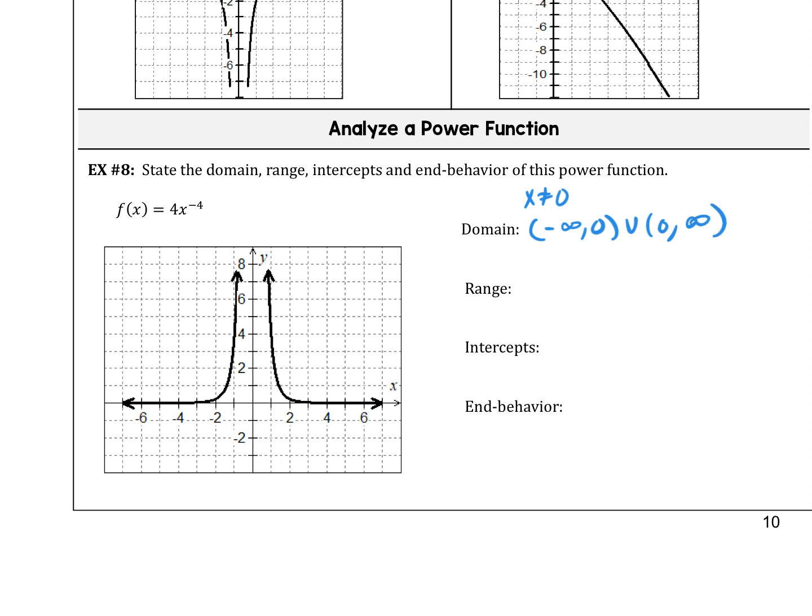Now, let's talk about from the bottom up. What's the lowest place this thing goes to? 0. And then it goes where? Infinity. Okay. So the range is 0 to infinity. Does it look like it hits the axis? If it flattens out like that, it's telling us it never hits the axis, does it? So does this guy have any intercepts? So none.